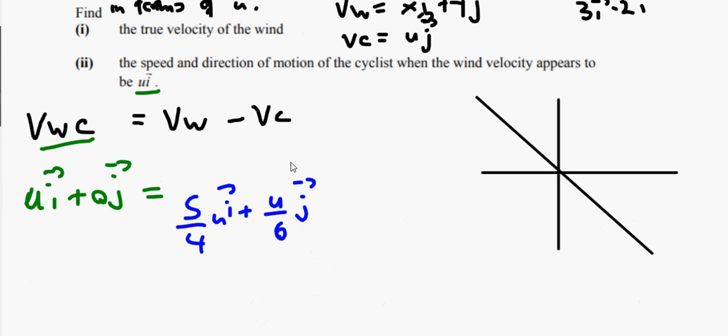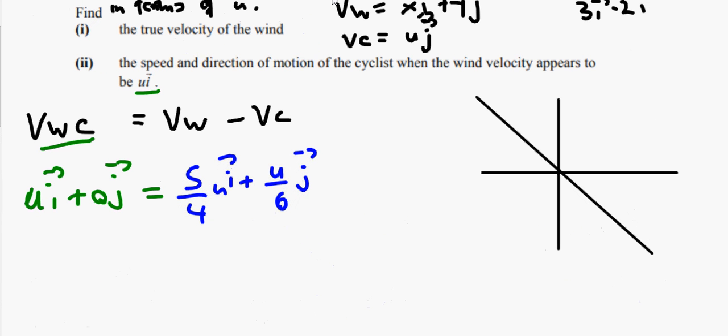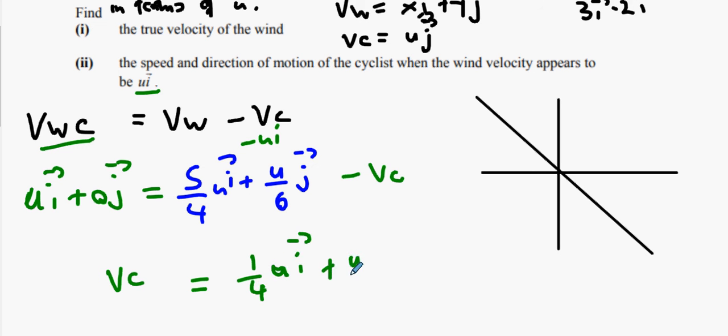Alright, and all you have to do is find the velocity of the cyclist. Well, these are the easiest couple of marks you're going to get. Bring Vc to the left, bring ui to the right. What's 5/4u take away ui? Anybody? 1/4u in the i direction, and just plus u/6 j. And that's your lot, is it? Okay.